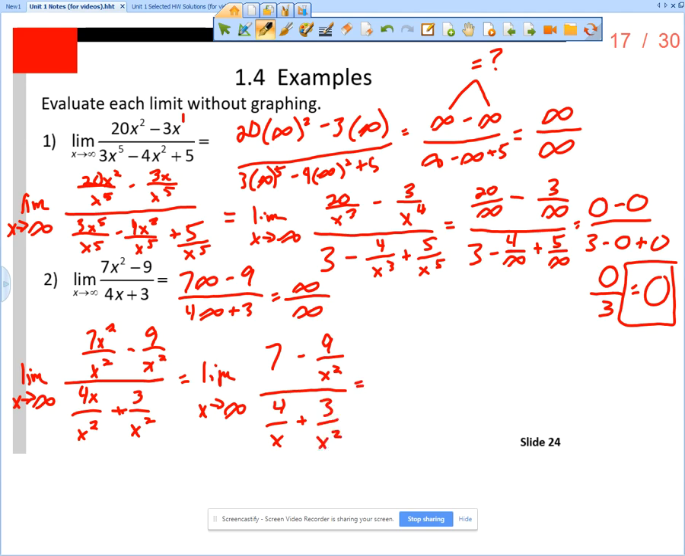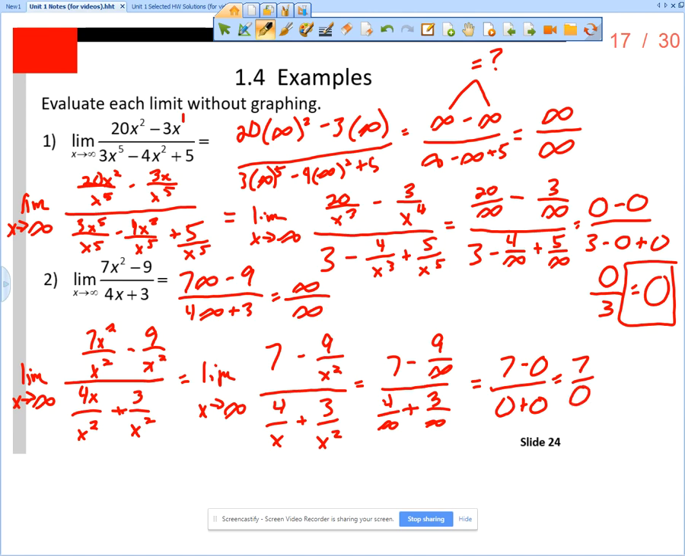All right, so now once I reduce, just like in our earlier work, we can reevaluate. So I get 7 minus 9 over infinity. What is 9 over infinity? Well, that's going to be 0. So we're going to have 7 minus 0, divided by 4 over infinity plus 3 over infinity squared. So 4 over infinity, once again, that's 0. Plus 3 over infinity, that's also 0. So I'm going to end up with 7 over 0.